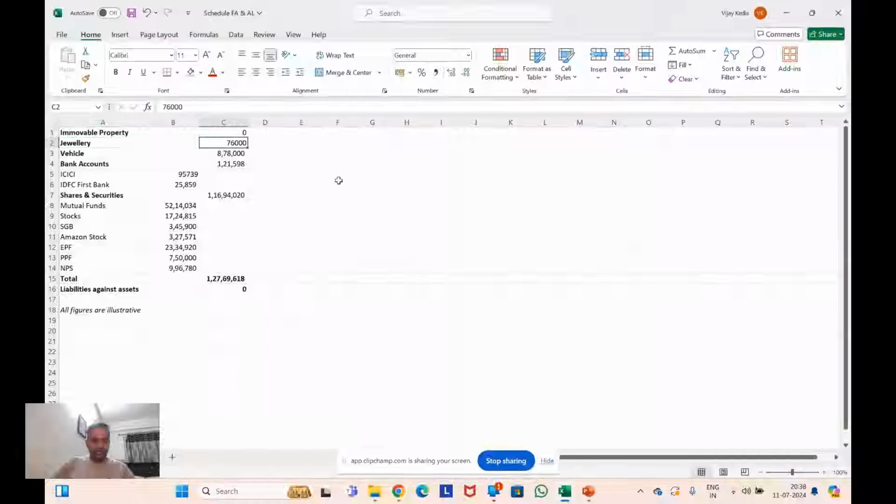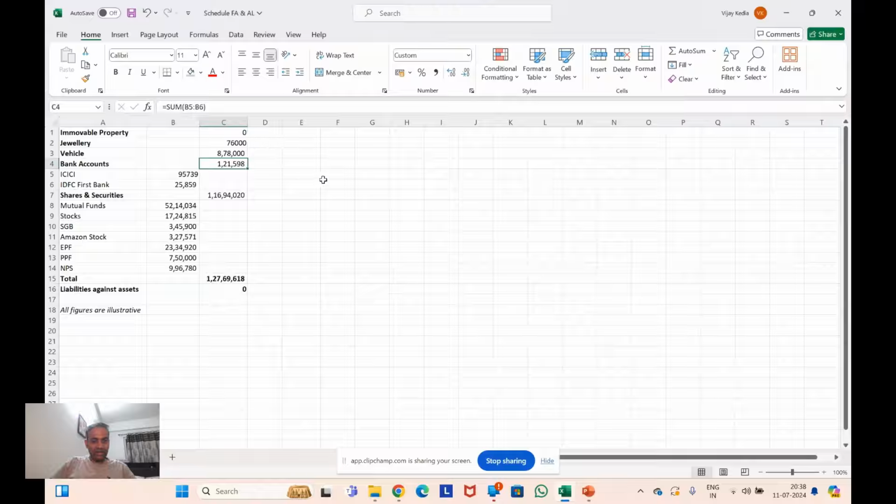So jewelry, if you're holding any jewelry, like you purchased any jewelry, you can enter the cost price there. Vehicle, again, you need to enter the cost. Bank account, please note here the details are as on 31st March. This is different from Schedule FA, which is till 31st December, if you are holding assets which are located in US.